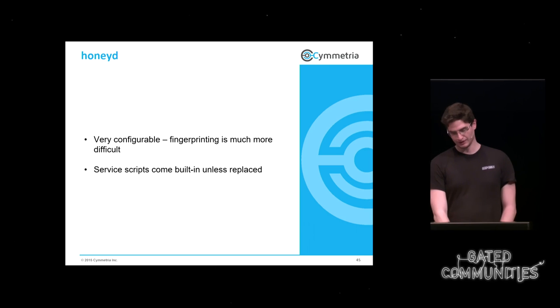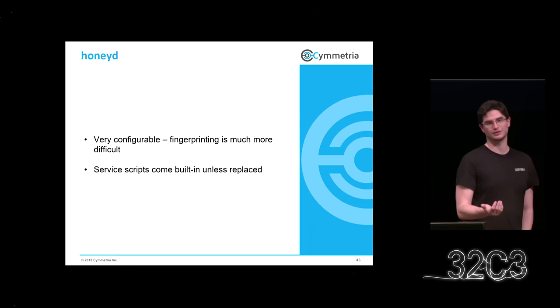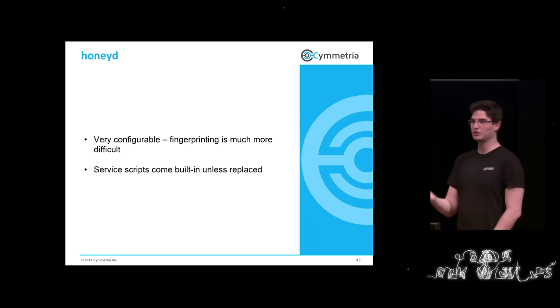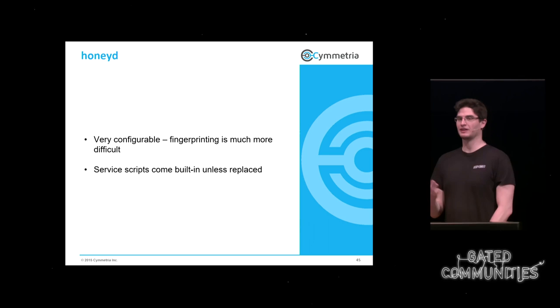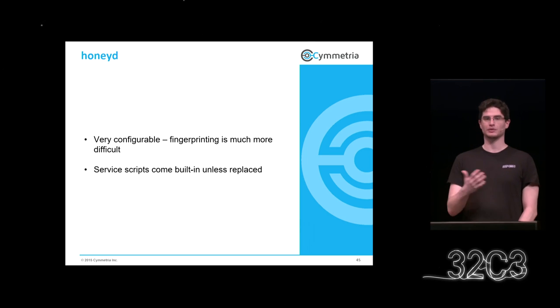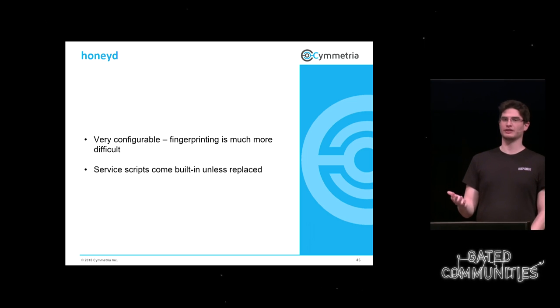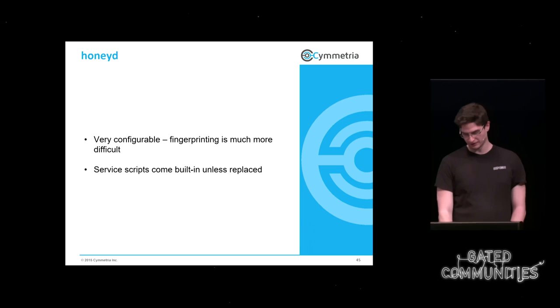But the problem is that HoneyD comes with a lot of default protocol scripts, which everybody uses because you don't want to be, you know, replicating very well-known protocols like FTP or SMTP or DNS or SSH or whatever. And in these protocols, you can find a lot of very easy ways to fingerprint HoneyD, right?